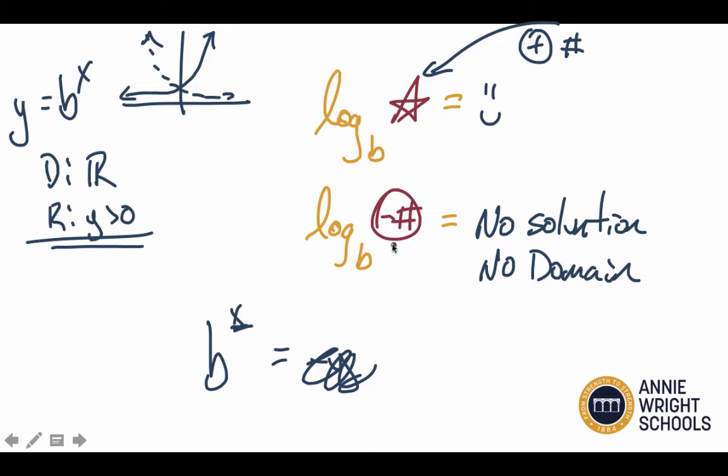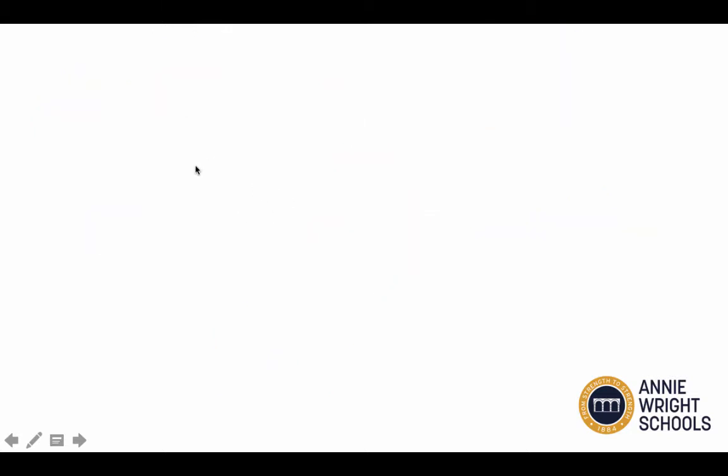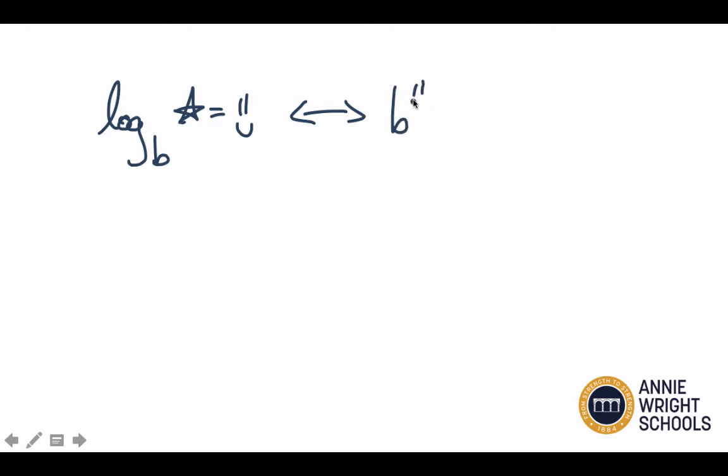So Euler was the one who gave us this definition that log base b of something is equivalent to b to a power equals that thing. Euler was the one who showed log base b of star equals smiley face. That means that b to the smiley face equals star.